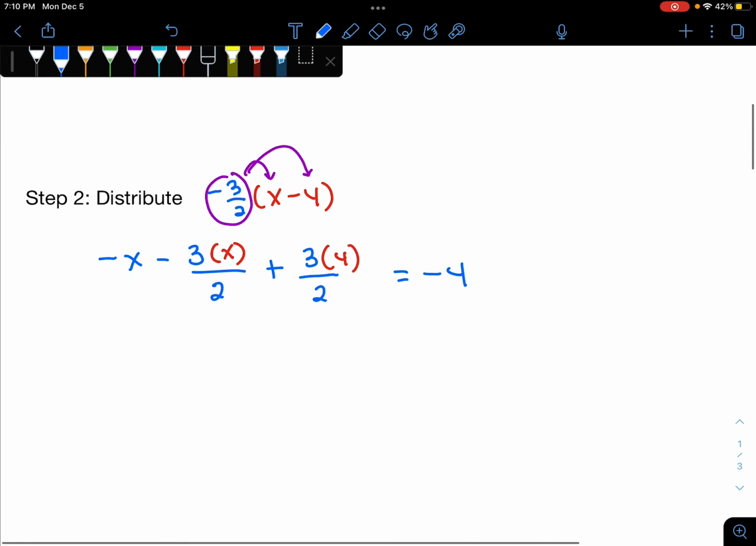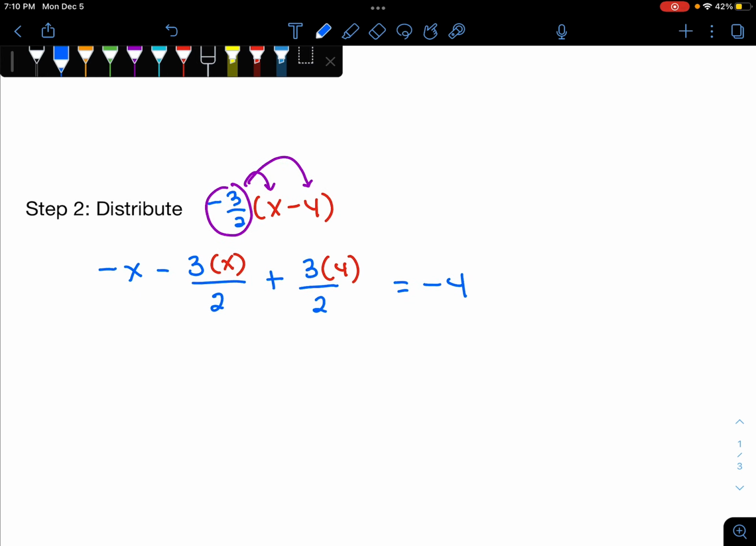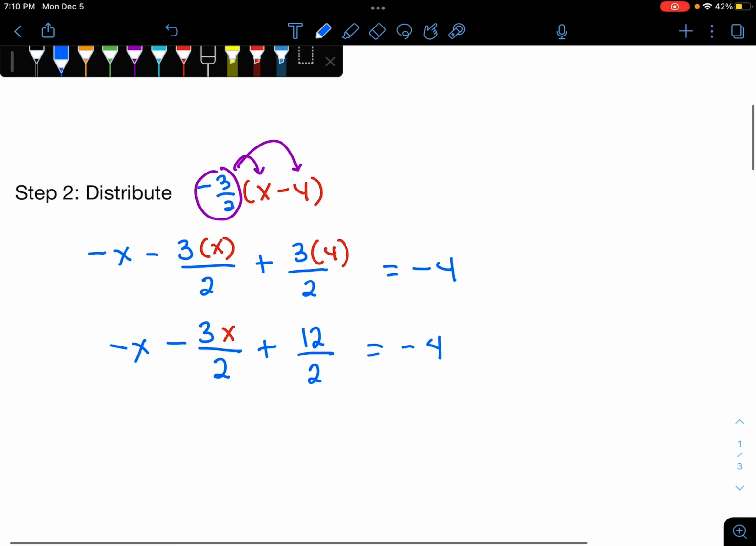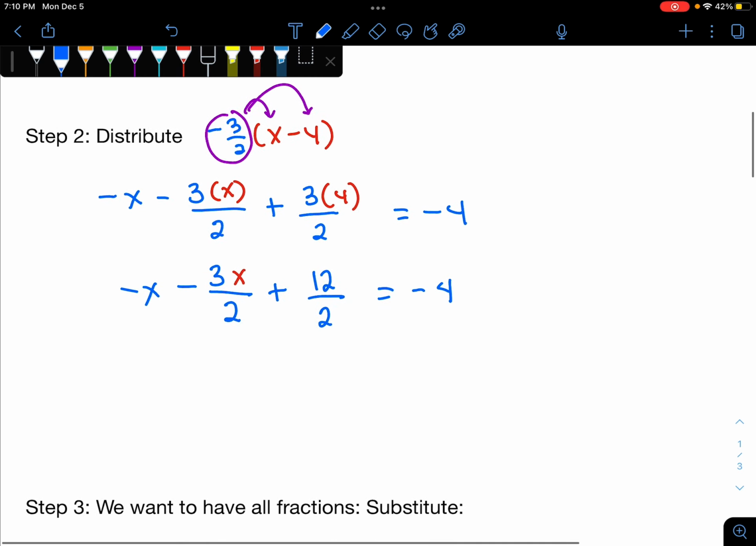Okay, next, let's just simplify it. We have negative x minus 3x over 2. 3 times x is just 3x. Plus 3 times 4 is 12 over 2 equals negative 4. Okay, so I'm just going to include 1 here because you will use that in step 3.